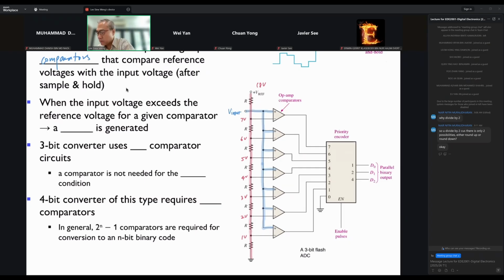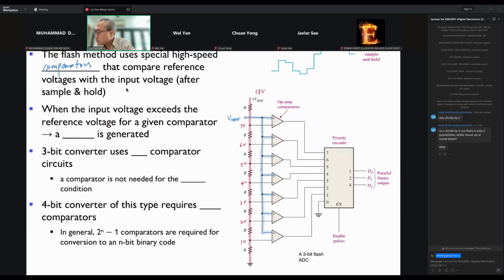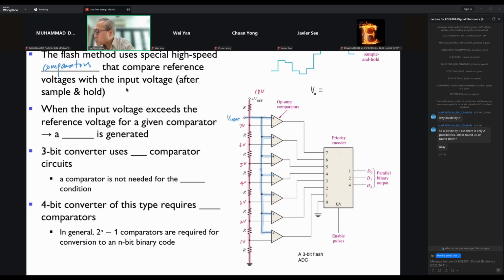Now, what will happen here is this. The V out of each comparator is equal to V plus minus V minus, amplified by the open loop gain of the op amp. So what's happening here is this. If the input voltage is higher than the voltage at the negative terminal, the output will be a 1, or a high voltage. If it's lower, then it will be 0.